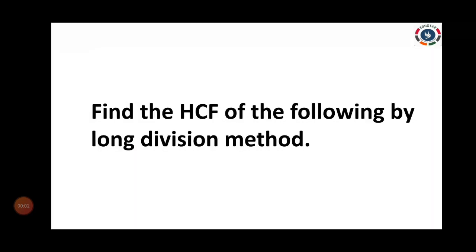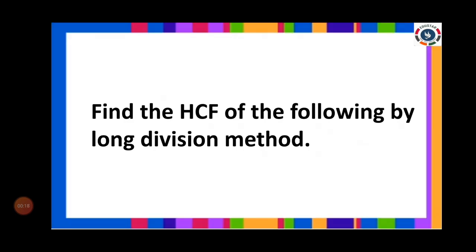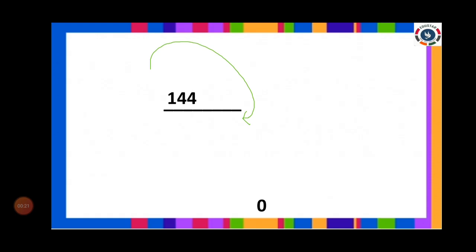And then the next concept: to find the HCF of the following by the long division method. We have studied finding the HCF using the prime factorization method. Now we are going to find the HCF by using the long division method. I am going to explain through an example. One of the examples is given for you: 72, 192. We are going to divide these two numbers.